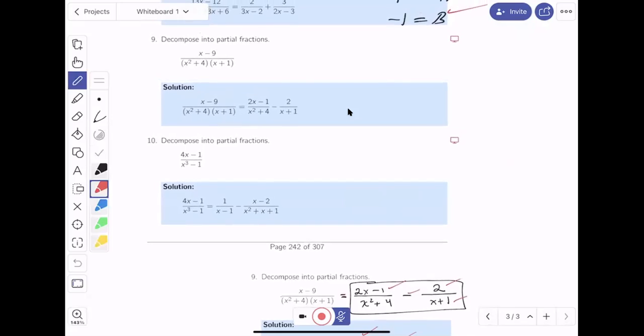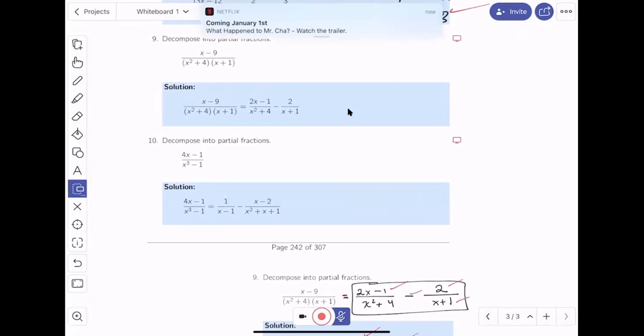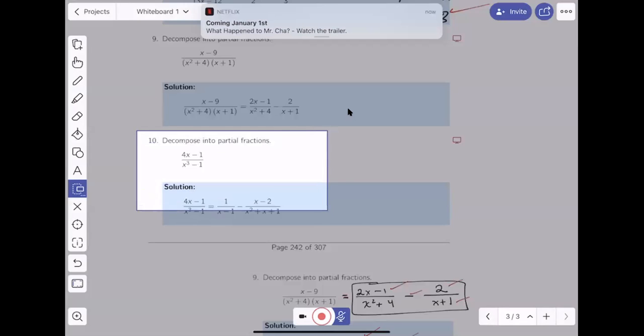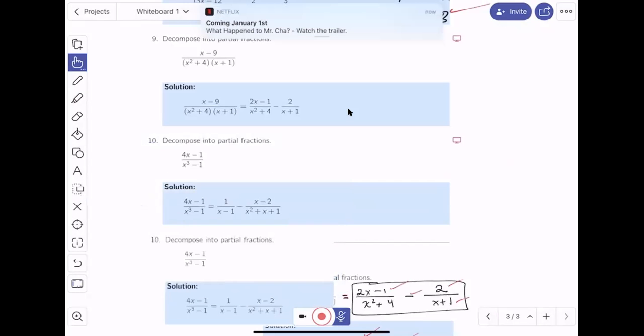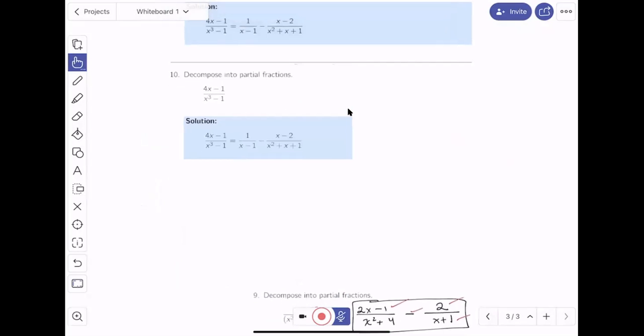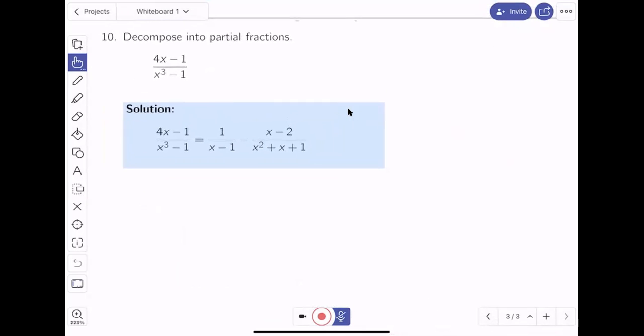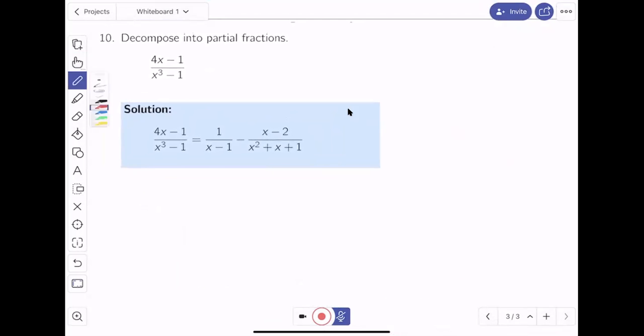Relatively simple questions so far. It may require some work on your end, but they're simple. Let's do number 10. Pull it off into the side. And I'll do this one, right? Let's go for it. And I'm going to factor the bottom.